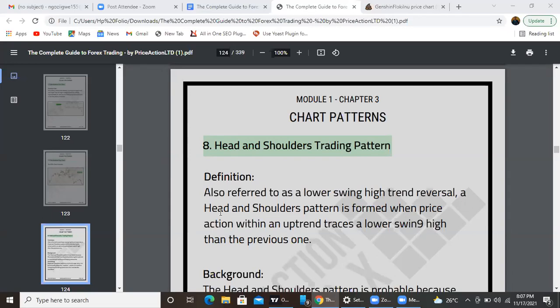It also refers to a lower swing high trend reversal. A head and shoulder pattern is formed when price action within an uptrend traces a lower swing high than the previous one.